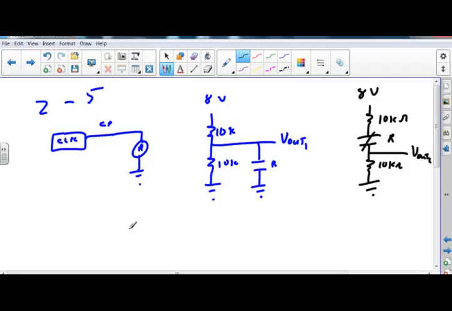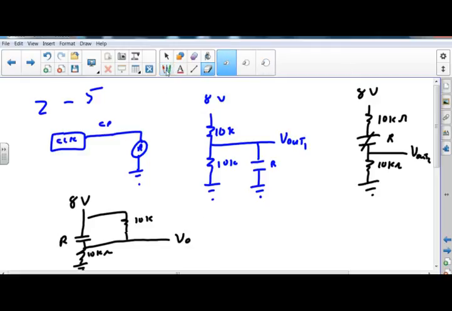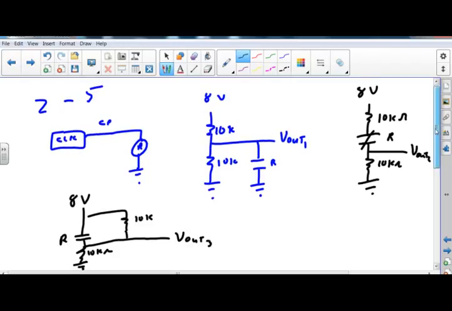And then I've got another one. And I've got 8 volts. And I've got a relay contact, and I have a 10K resistor, and I've got another 10K resistor. And I come over here, voltage out 3. I could spell voltage out 3. So now I have three different circuits doing something.